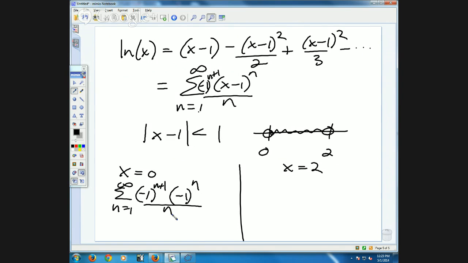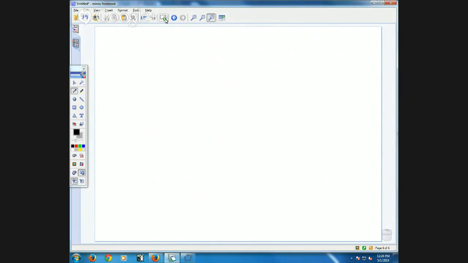Before we do that, though, we want to clean up the numerator a wee bit because we have multiple n minus 1s. So I'm going to tweak that a bit. Let's go to a new page. The sum n goes from 1 to infinity. The negative 1 to the n plus 1, I'm going to rewrite that as negative 1 to the n times negative 1 to the 1. And then I have my other negative 1 to the n. So this is my negative 1 to the n plus 1 right there.